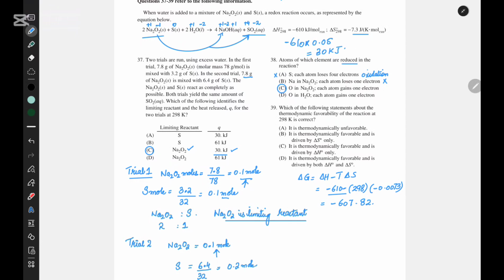Okay, for that purpose it needs to be more negative. So we can say, because delta G is negative, it is thermodynamically favorable. So first option is going to be wrong. It can't be driven by delta S only, because delta S is negative. This would make it positive. Okay, and for the reaction to be favorable, delta G needs to be negative. So C is the only option where they are saying it is thermodynamically favorable and is driven by enthalpy change only.